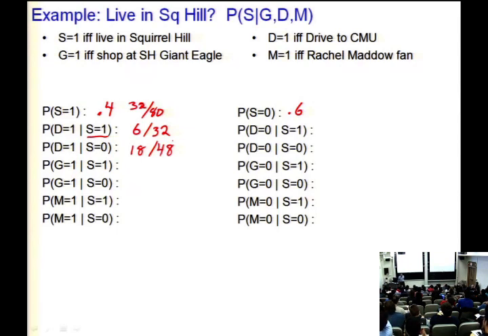Okay, now if you live in Squirrel Hill, please raise your hand if you shop at the Giant Eagle in Squirrel Hill. Oh, wow, this is going to be a good indicator. 1, 2, 3, up to 16. Okay, I got 29 out. That can't be right. I got 29.